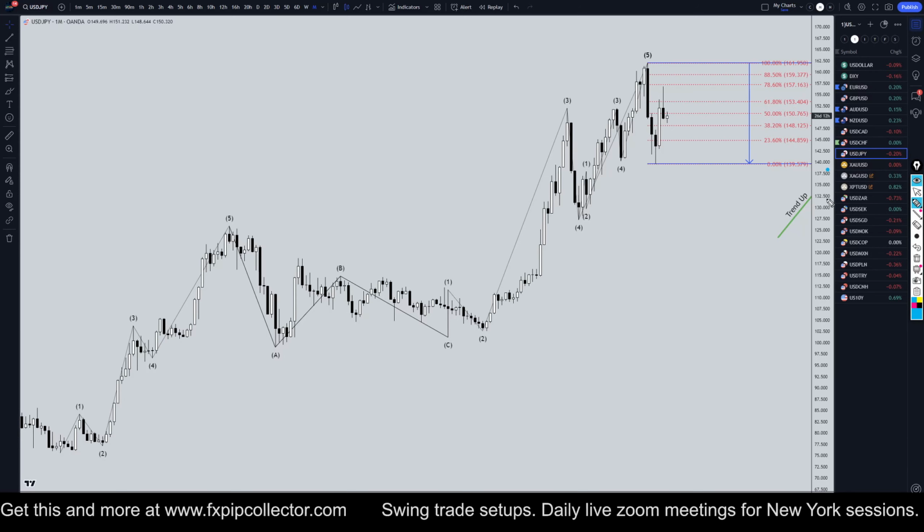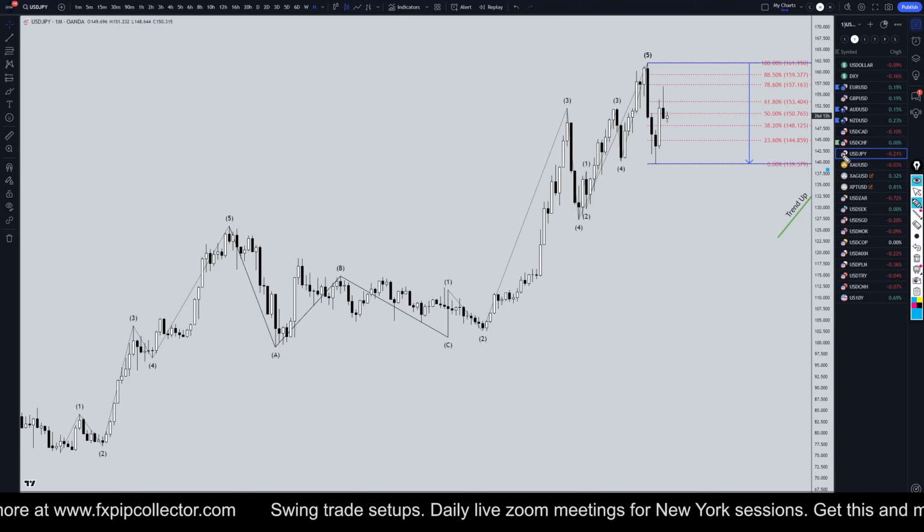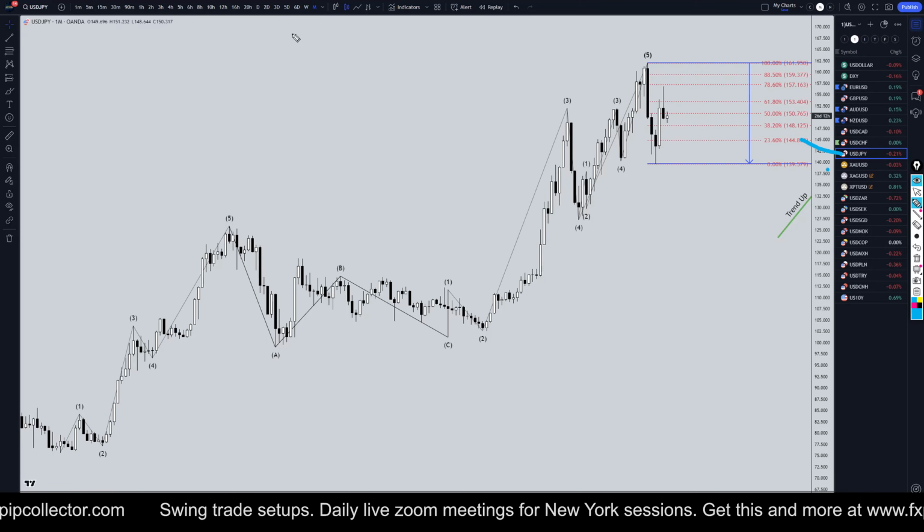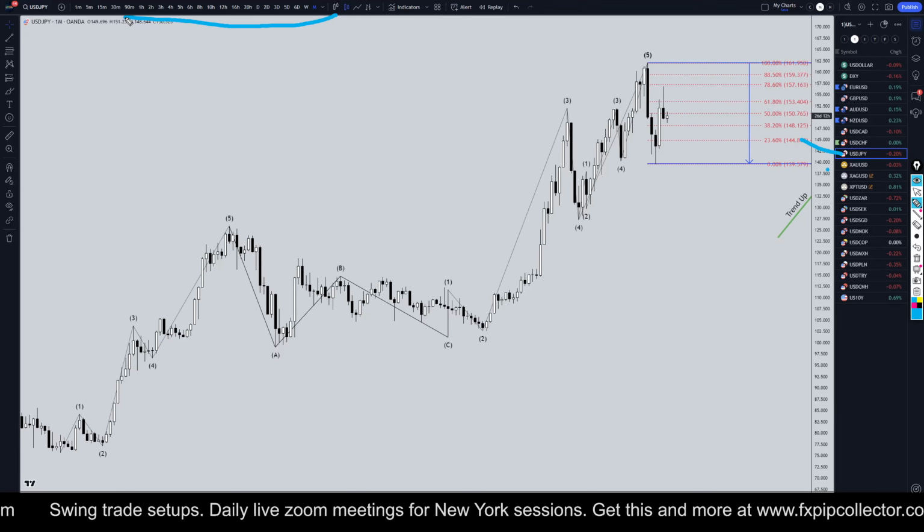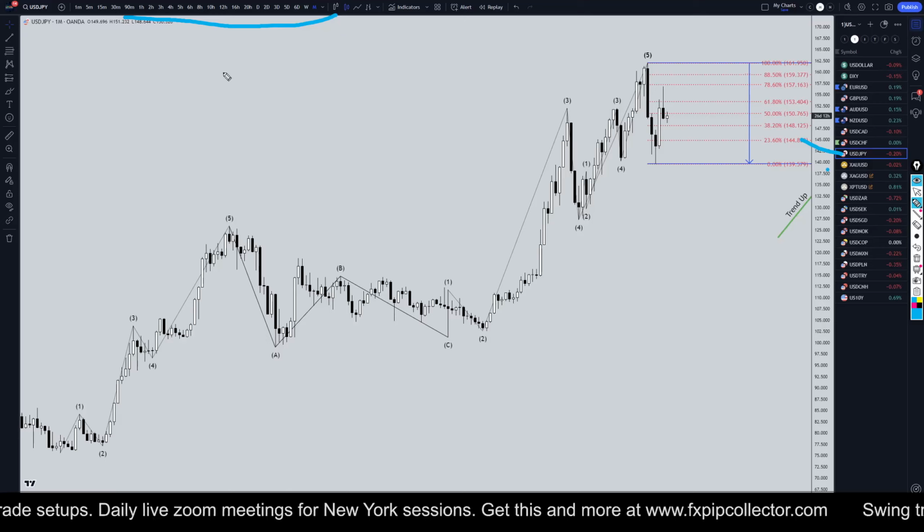Today is Thursday, December 5th, and I'm going to be analyzing the US dollar yen, starting on the monthly, working my way all the way down to the 1 hour time frame for the full top-down analysis.